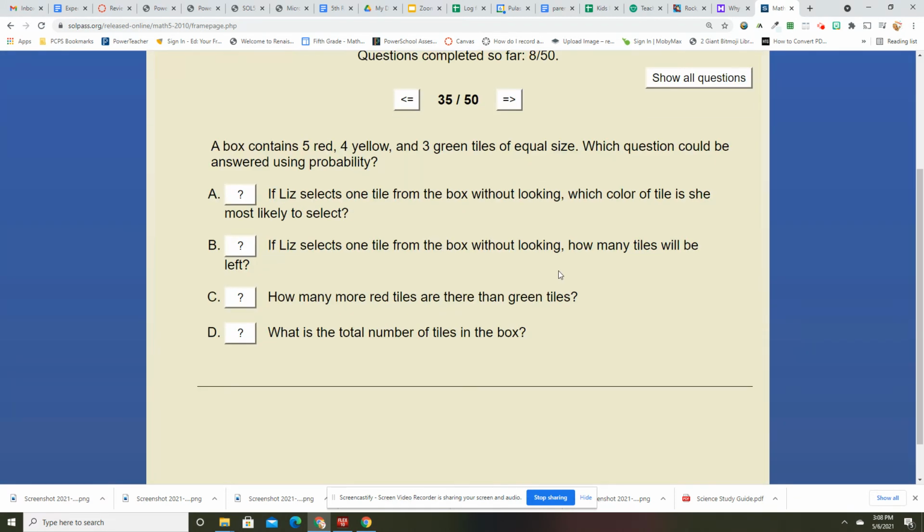A box contains 4 red, 4 yellow, 3 green tiles of equal size. Which question could be answered using probability? If Liz selects one tile from the box without looking, which color of tile is she most likely to select? That sounds pretty good, but let's keep looking. If Liz selects one tile from the box without looking, how many tiles will be left? That is not probability. That is a math problem, figuring out a total. How many more red tiles than green? That is also a subtraction problem. And what is the total number of tiles in the box? So A is the correct answer.